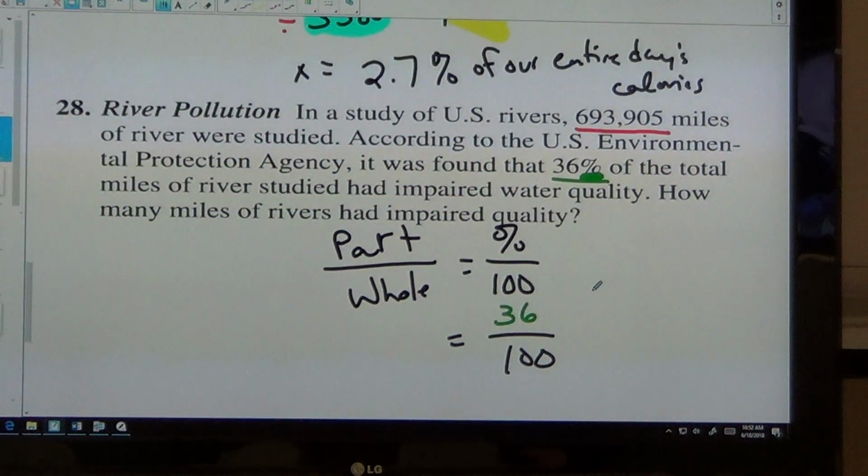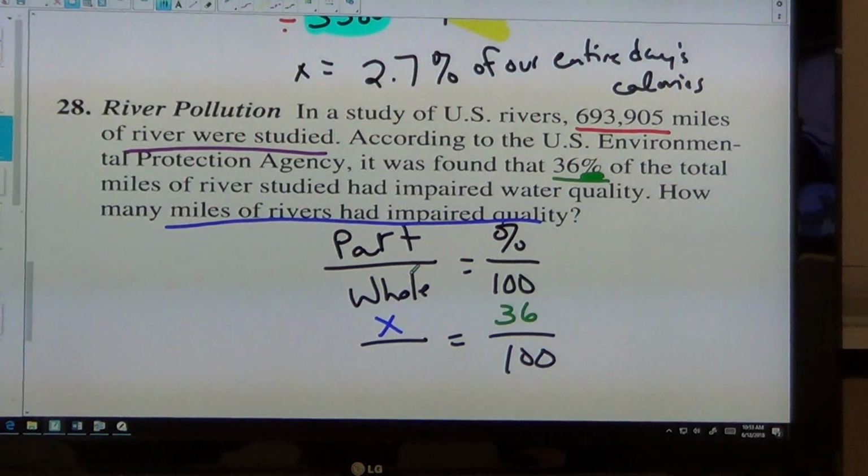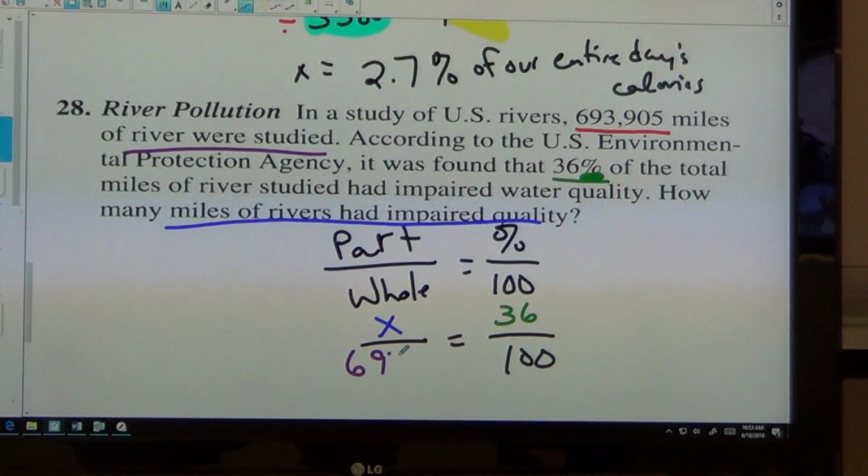Now, my only other number is 693,905. Does that represent the part of the water that was crappy, or the whole water that I looked at? It was the whole rivers that were studied. Because look, it says how many miles were impaired. So we're trying to find the part that was crappy, and the whole river that we did was 693,905. So this time they gave us the percent and they gave us the whole. We're trying to find the part.